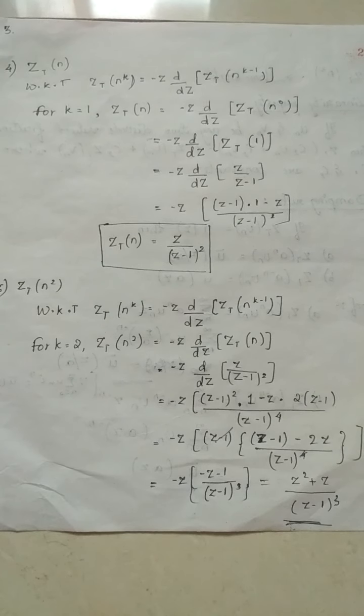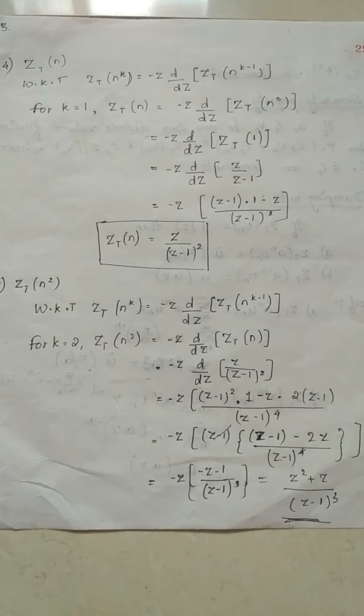Now let us find z transform of n. Already we know the result, z transform of n to the power k is equal to minus z d by dz, z transform of n to the power k minus 1. So using this result, let us find z transform of n. So to find z transform of n, we have to put k is equal to 1. If we put k is equal to 1, then z transform of n to the power k, which is nothing but z transform of n, is equal to minus z as it is, d by dz as it is, z transform of n raised to, put k 1, so n raised to 0 we get.